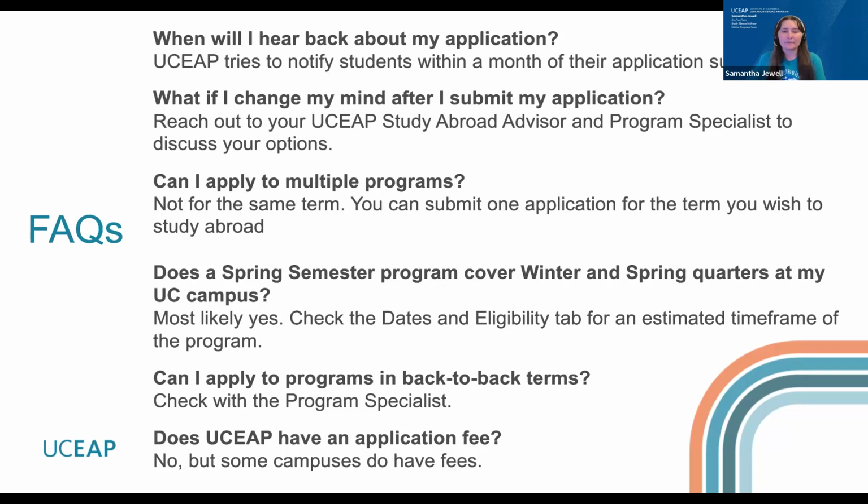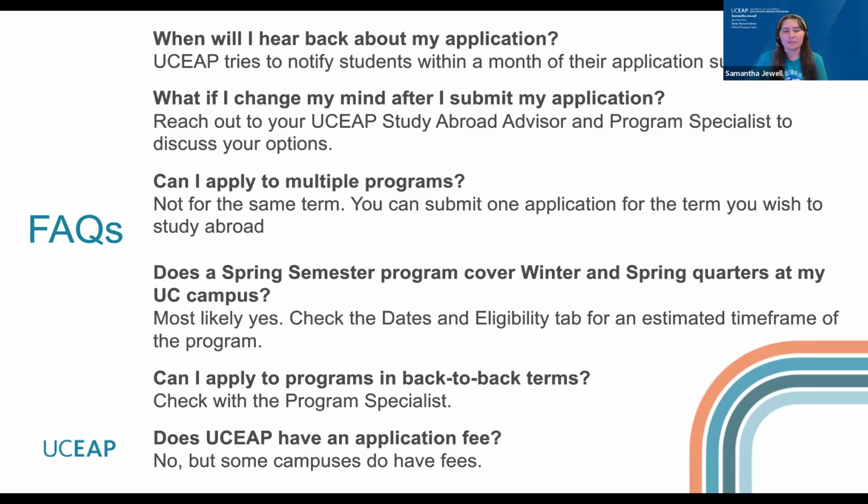If you change your mind after you submit an application, you can contact your UCEAP Study Abroad Advisor and Program Specialist to discuss withdrawing your application or transferring your application to a different program. Please keep in mind that UCEAP staff can only transfer applications to a program that is still accepting applications. So if the program you wish to transfer to has already filled or the application deadline has passed, UCEAP can't transfer your application there.